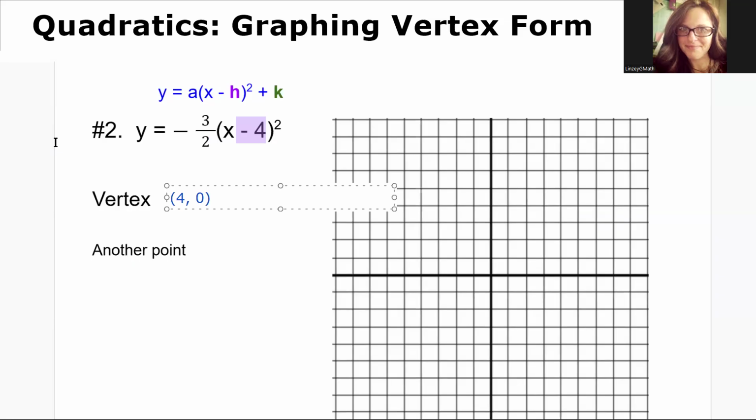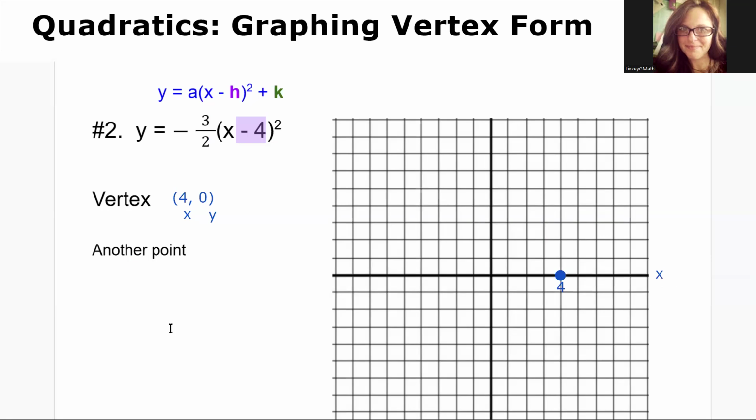Let's graph it. 4 to the right, up 0. 4, 0. X goes left and right, y goes up and down. So 4 to the right on our x-axis.